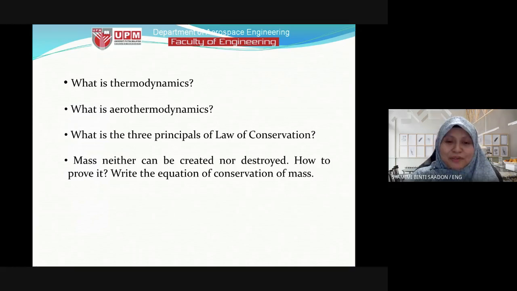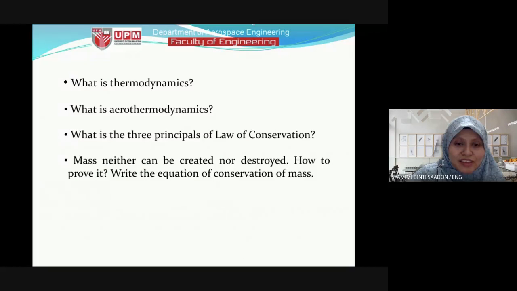Okay, thank you. So the keyword for aerothermodynamics, the extra specific one, is that it deals with high speed velocity fluid, gas. Okay, high speed velocity. Thank you, Syed.